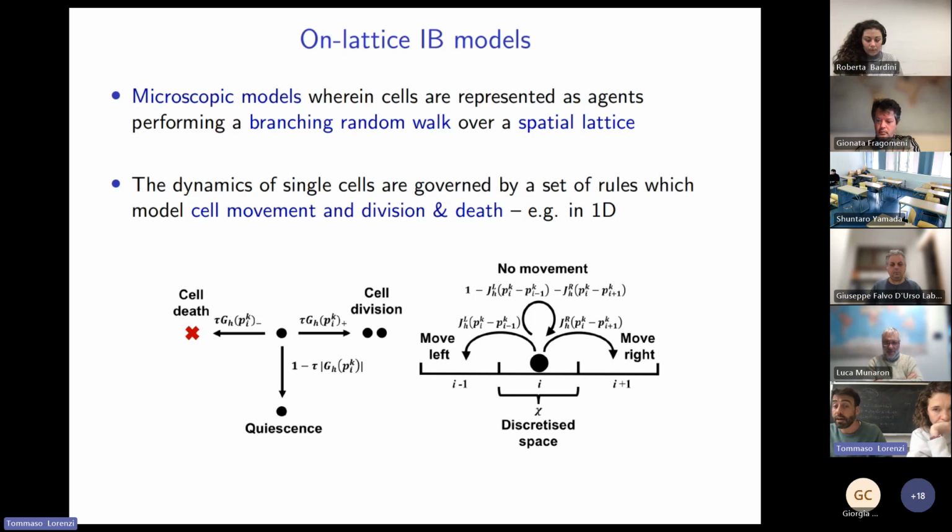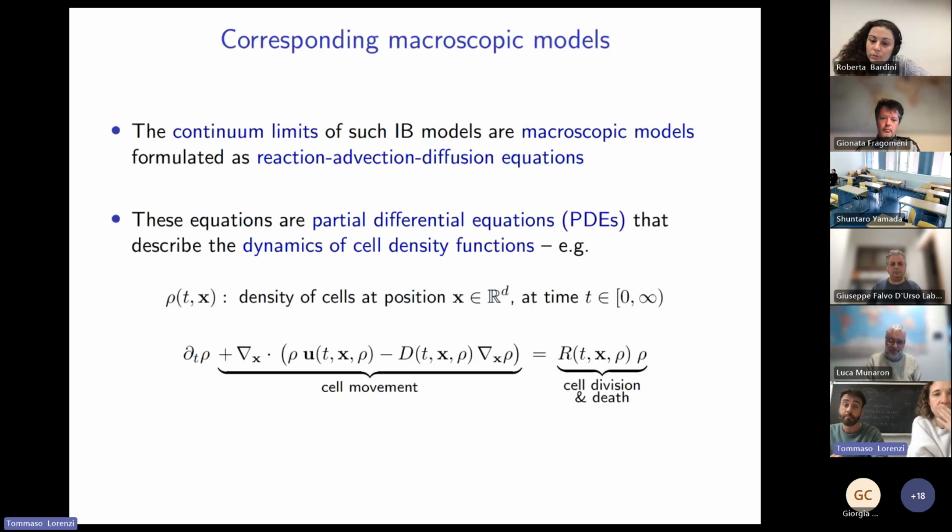You can take into account the fact that the cells also can move in the physical space by jumping over the spatial lattice. And then, as I was mentioning at the beginning of the presentation, starting from these individual-based models, using suitable limiting procedures that I'm not going to discuss today, one can derive a corresponding continuum model that describes the aggregate dynamics of the cells.